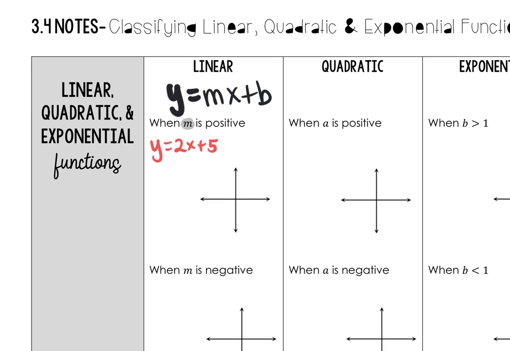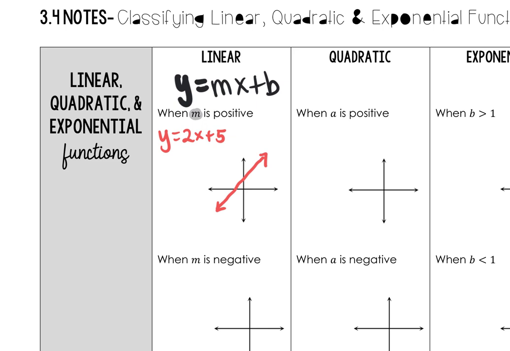So this line, when we draw it, is going to be an increasing line. That line is going to go up from left to right. So again, whenever m is positive, we're going to have a line that's increasing.